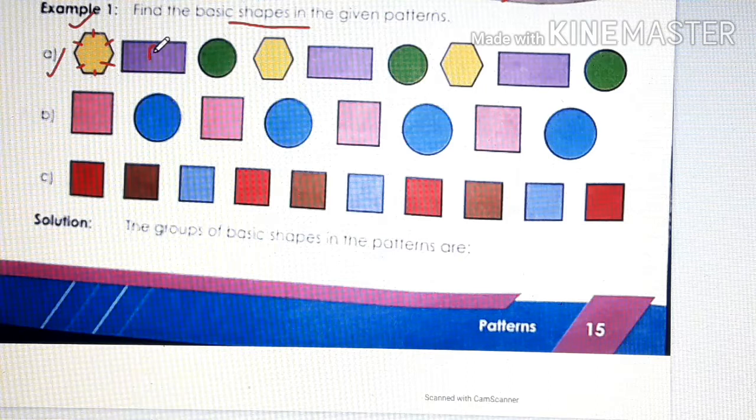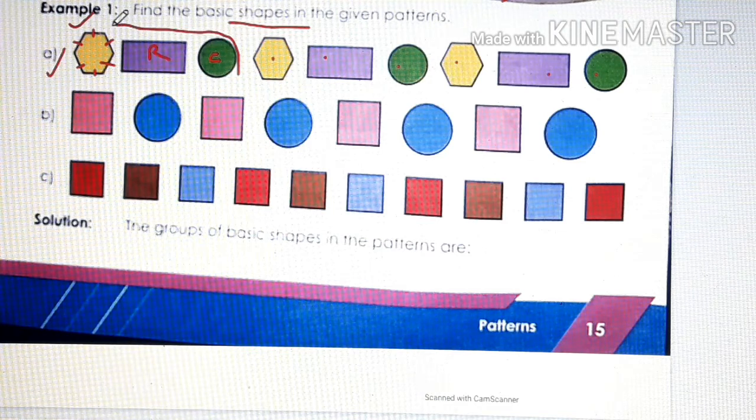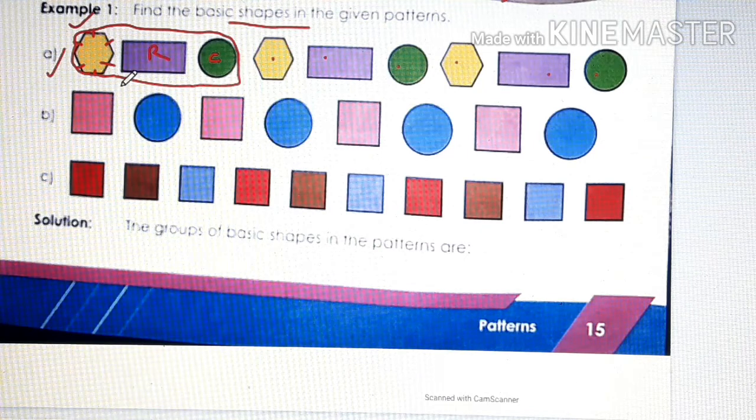This, you know, it is a rectangle. Then this is a circle. Again, children, it is followed by your hexagon, rectangle, circle. Again followed by your hexagon, rectangle, circle. So what are the basic shapes here, children? You know that these 3 are the basic shapes, isn't it? If you are able to identify the basic shapes, it is very easy to form a pattern.